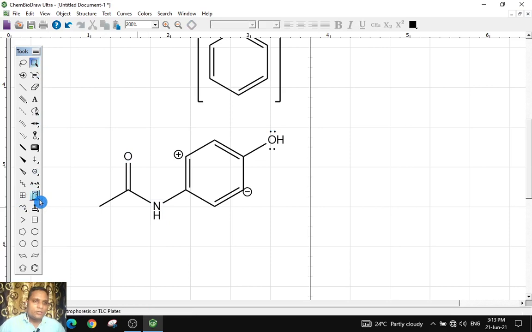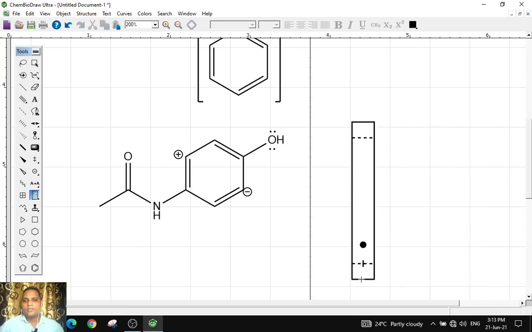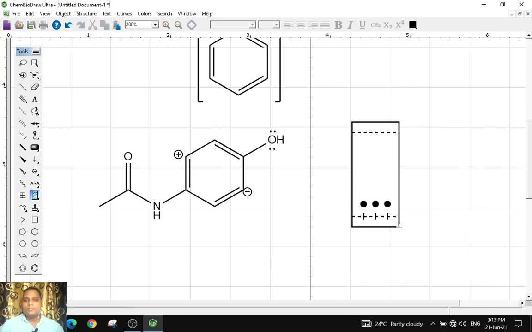Next, by using the TLC tool, you can simply drag it, and the number of spots can be increased. Starting from 1, then if you want 3, you can also have 5 spots. Specifically for reaction purposes, usually people use this much.